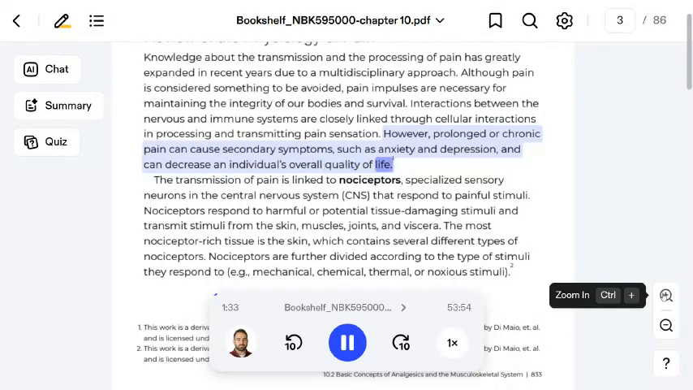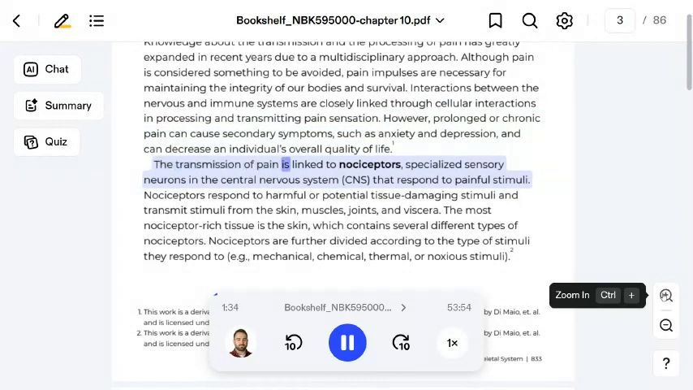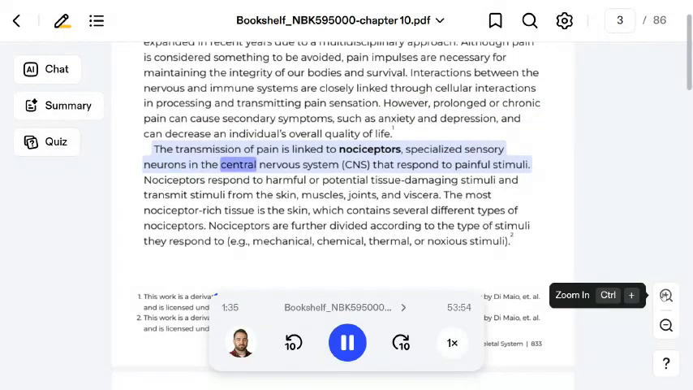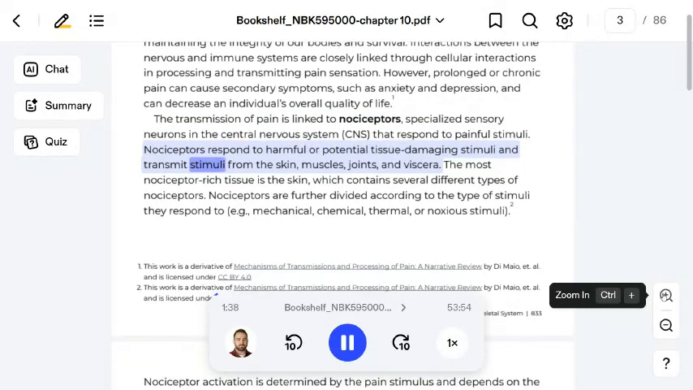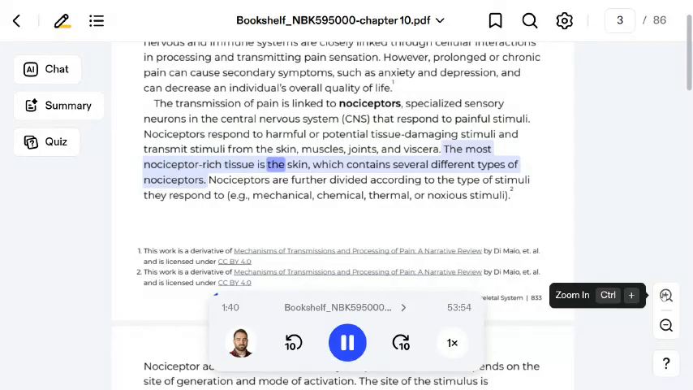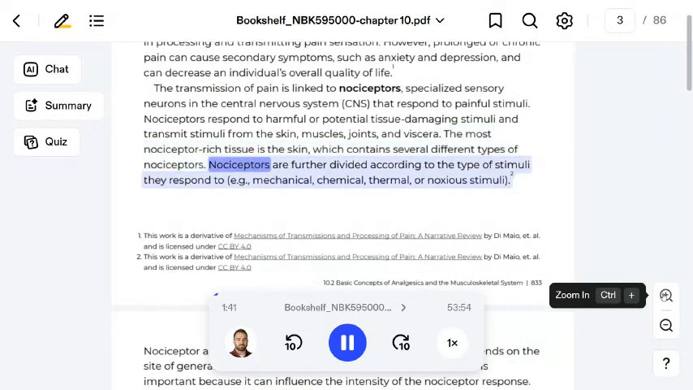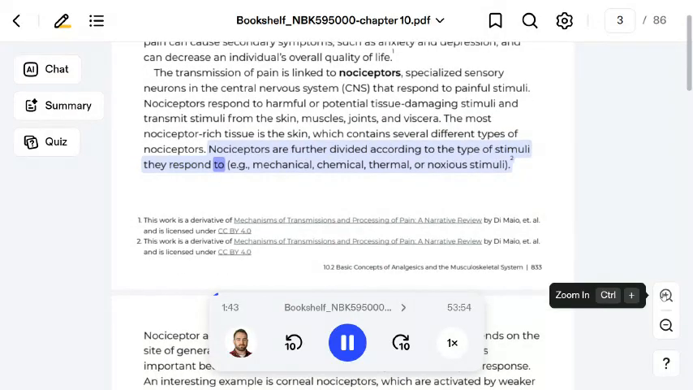The transmission of pain is linked to nociceptors, specialized sensory neurons in the central nervous system that respond to painful stimuli. Nociceptors respond to harmful or potential tissue-damaging stimuli and transmit stimuli from the skin, muscles, joints, and viscera. The most nociceptor-rich tissue is the skin, which contains several different types of nociceptors. Nociceptors are further divided according to the type of stimuli they respond to.